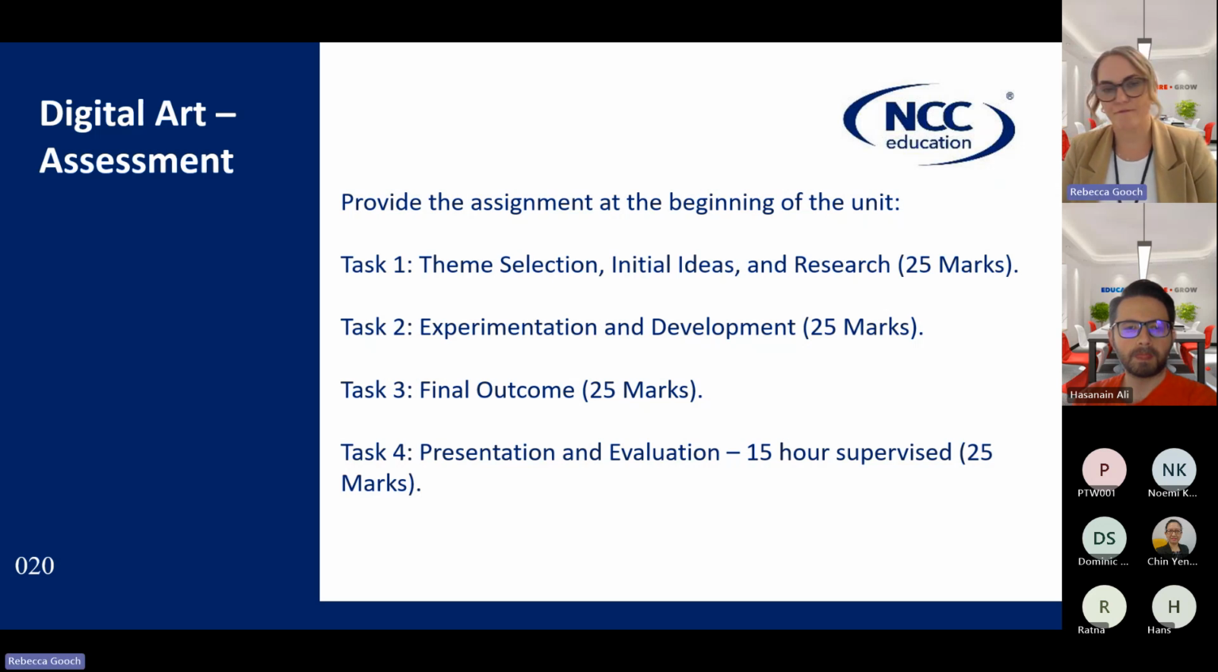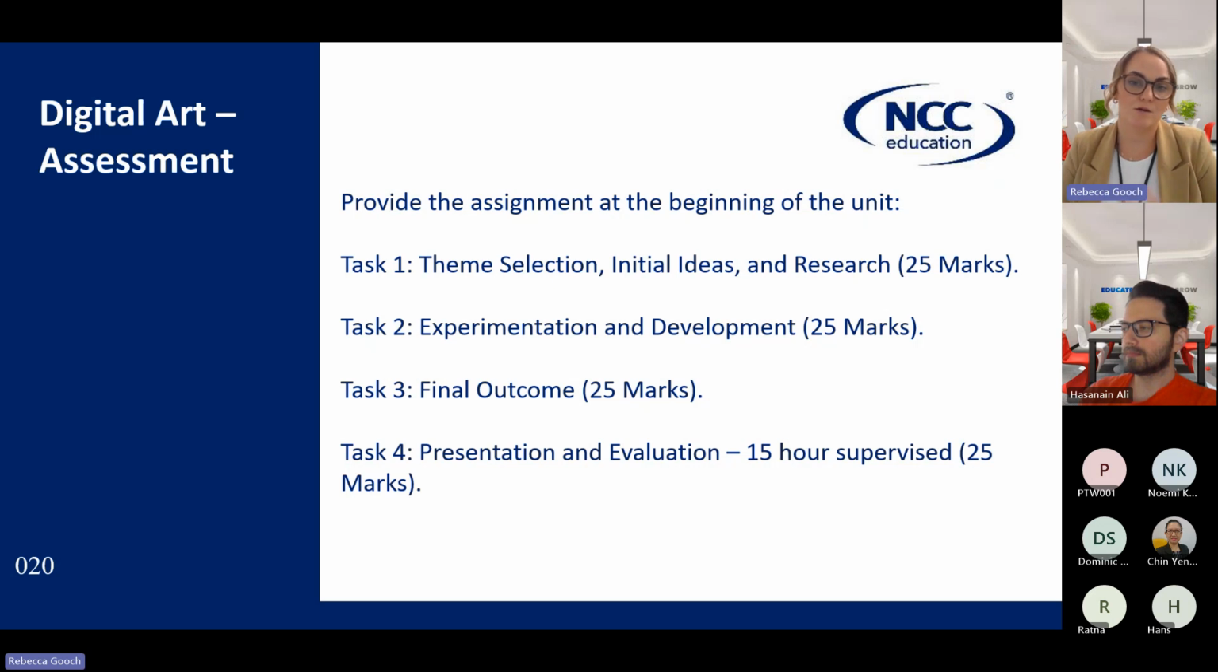Task 3 is looking at the final outcome. So really ensure that they've developed that, from the initial project ideas to the techniques they have completed and explored, and assess the proficiency and creativity of that, and that the intentions of what the student wants to produce are there in the reflective practice. And again, task 4 is a presentation evaluation, with 15 hours of supervised time within the lesson.